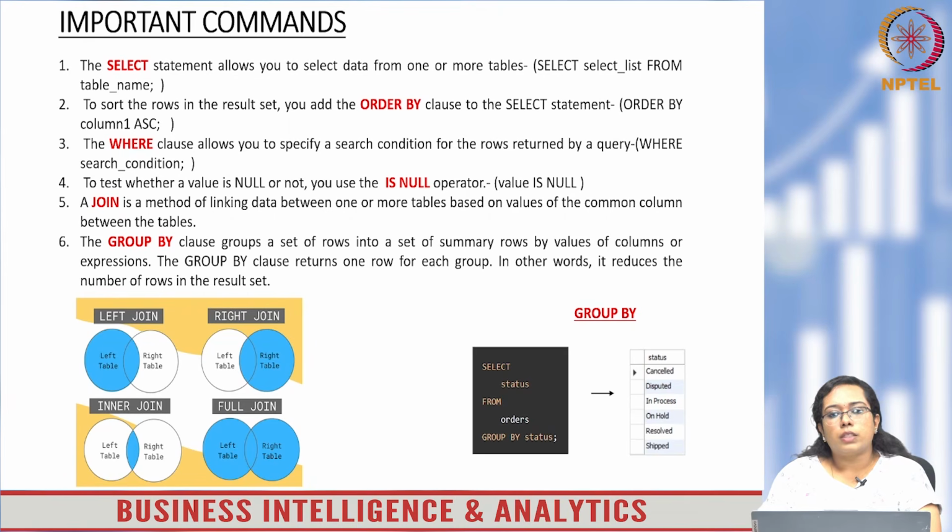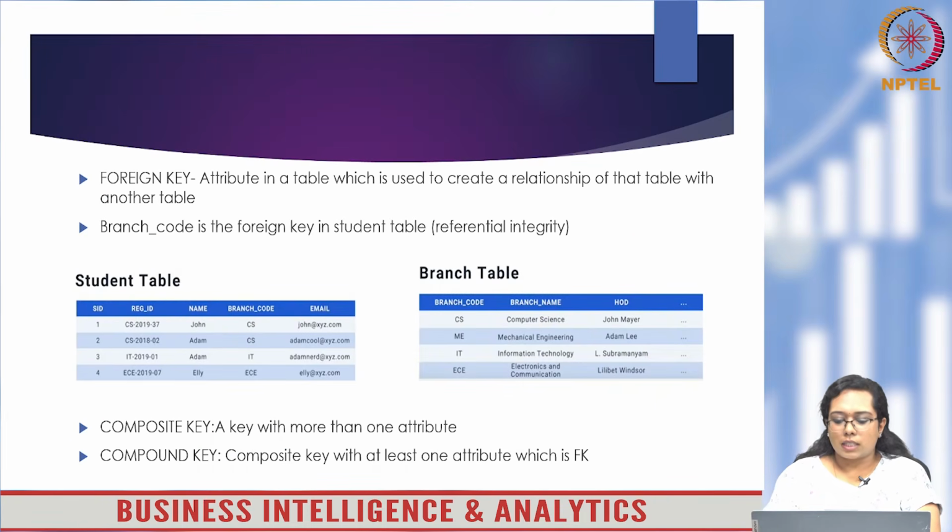Then the next one, which does the filtering operation, is the where clause. The where clause allows you to specify a search condition for the rows returned by a query. So, let us move to the previous example, the branch table. We can write select HOD from branch table where branch name is computer science. We have given a where clause here which will filter the table to get us the information where the branch name is only computer science.